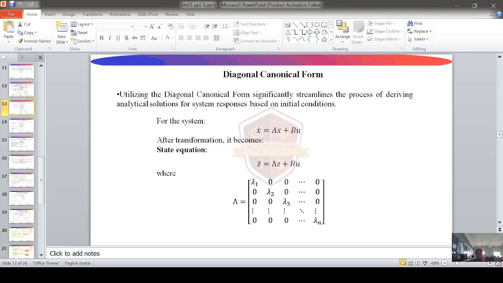Then the diagonal canonical form. Utilizing the diagonal canonical form significantly streamlines the process of deriving analytical solutions for system responses based on initial conditions. For the system x dot is equal to Ax plus Bu, after transformation it becomes the state equation z dot is equal to Az plus Bu.